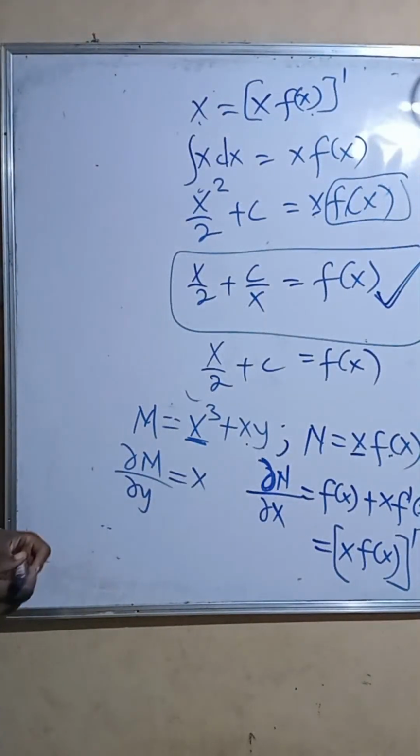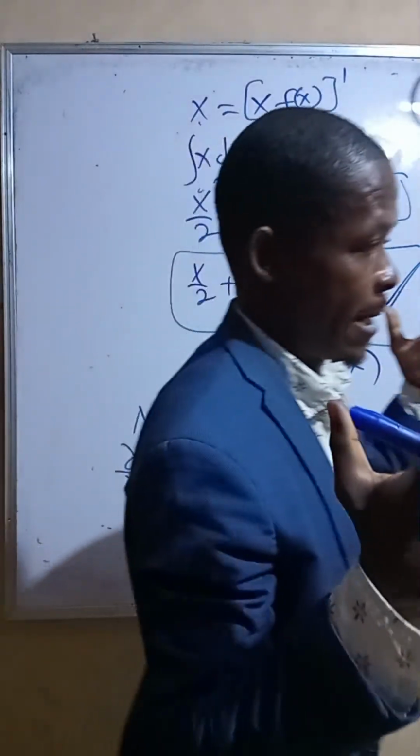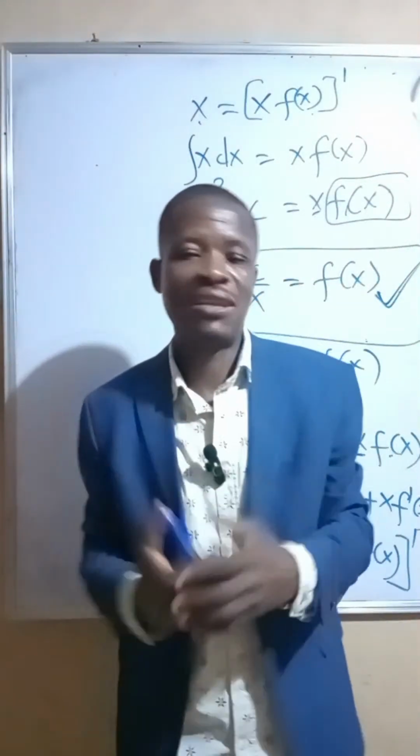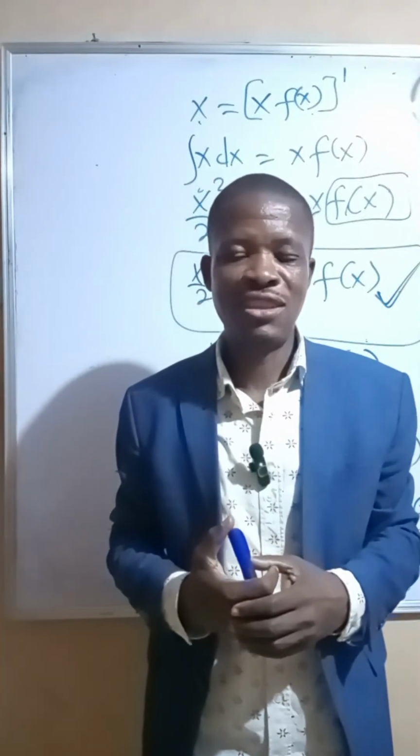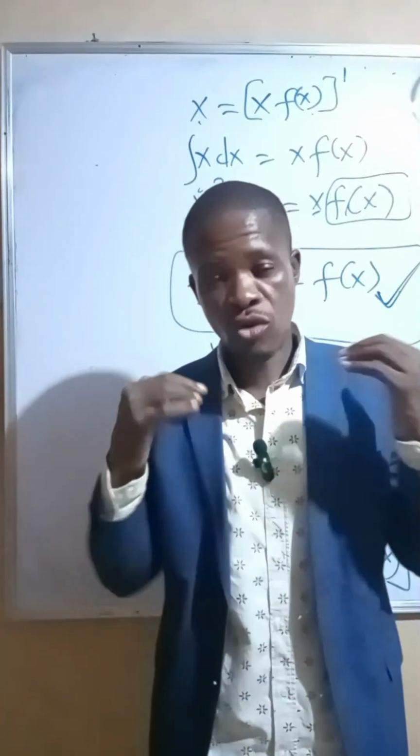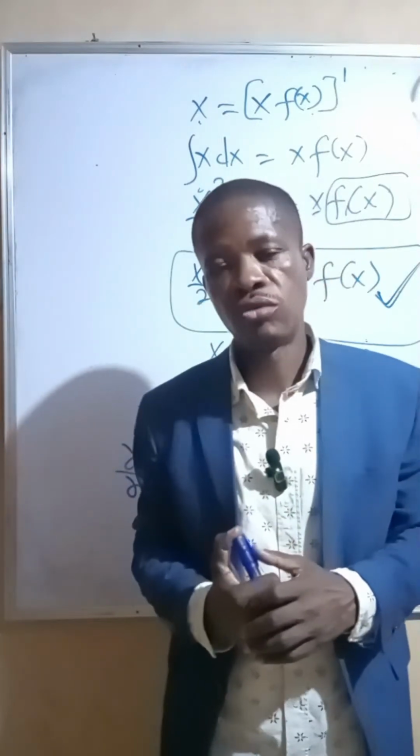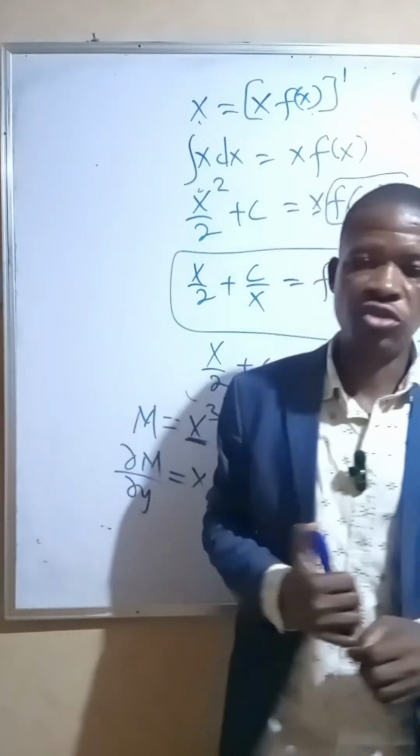So that's that on converting inexact to exact. The next one I want to see now is the homogeneous first order differential equation. That's where we're going now.